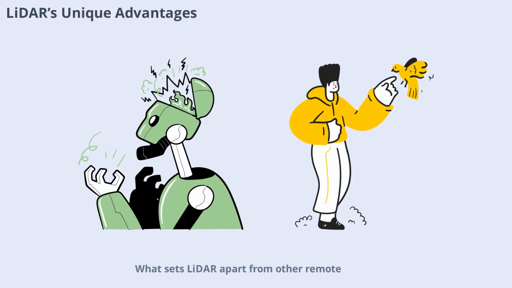What sets LiDAR apart from other remote sensing technologies is its ability to collect dense, precise 3D data, even in areas with dense vegetation or complex terrain. Unlike passive sensors, LiDAR works day or night and is less affected by lighting conditions. Its high-resolution point clouds enable detailed analysis of forests, cities, and geological features, supporting applications that require fine-scale measurement.